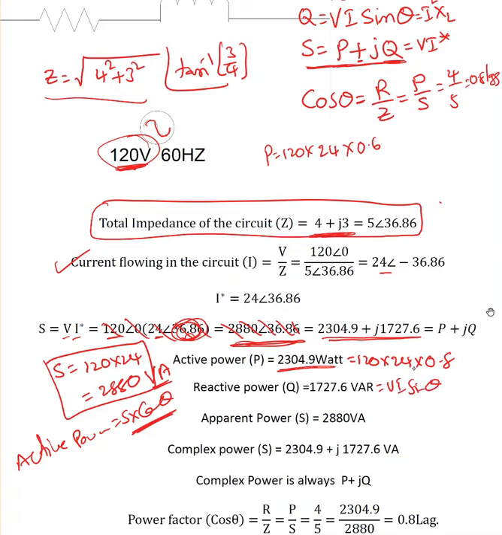Okay. V is 120, I is 24. If cos theta is 0.8, sin theta is 0.6. So that is around 1728 volt ampere reactive. Apparent power is 2880 volt ampere. Complex power, as I mentioned, this is the complex power. Complex power is always P plus jQ, or minus jQ if it is capacitive reactance.